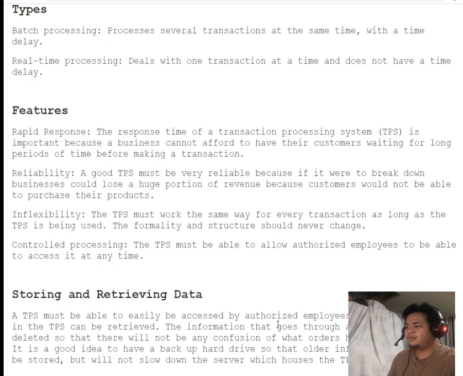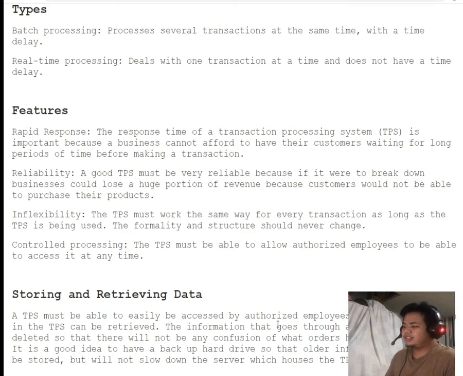So, let's talk about the four features of a transaction processing system. So, one is a rapid response. The response time of a transaction processing system, or a TPS, is important because a business cannot afford to have their customers waiting for long periods of time before making a transaction. The second is reliability. A good TPS must be very reliable because if it were to break down, businesses could lose a huge portion of revenue because customers will not be able to purchase their products.